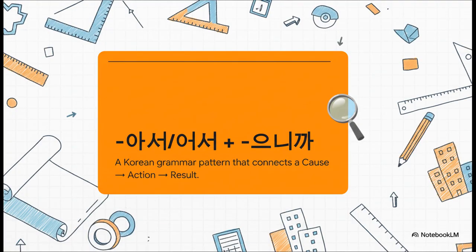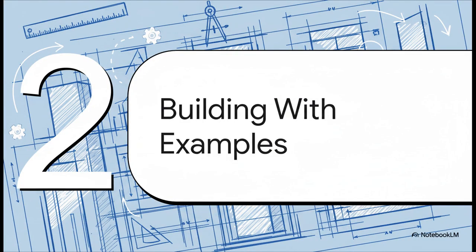And here it is, the star of our blueprint. It's this awesome combo, 아서/어서 plus 으니까. I want you to think of this pattern as a special kind of connector piece. It builds this perfect logical bridge from a cause through an action and right to the result. It is an incredibly powerful tool. All right, theory is great, but it's time to see how this blueprint actually works in the real world. We're going to check out 5 finished constructions, 5 complete sentences, to see exactly how they're put together.